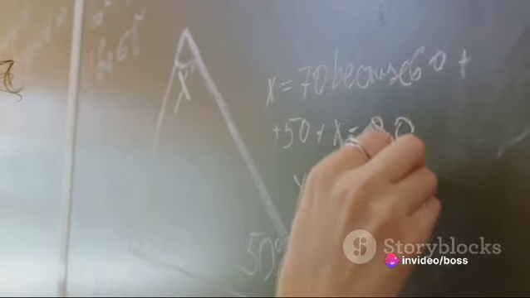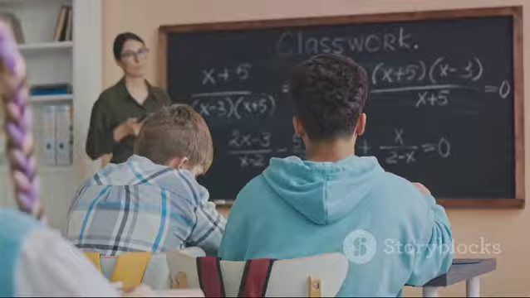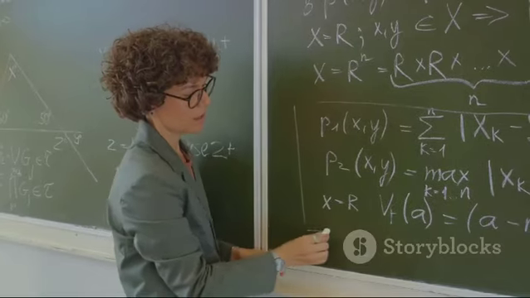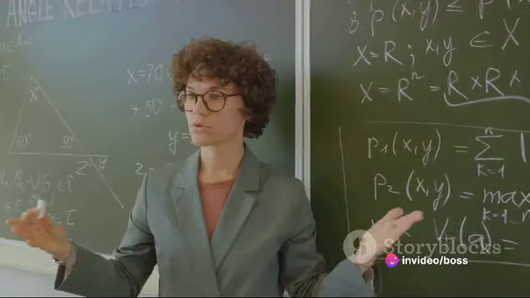Consider this equation: 3x + 7 = 16. To solve for x, first subtract 7 from both sides of the equation. That gives you 3x = 9. Next, divide both sides by 3, and there you have it, x = 3.